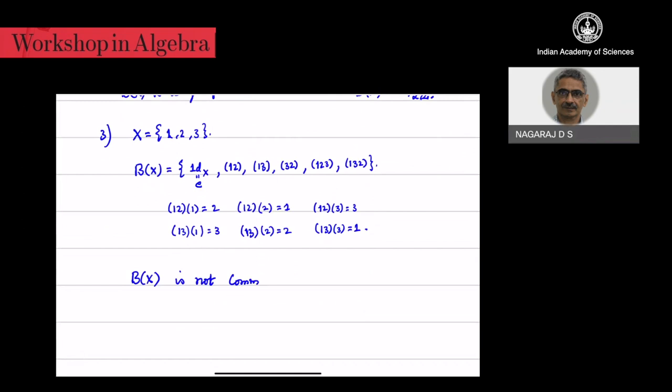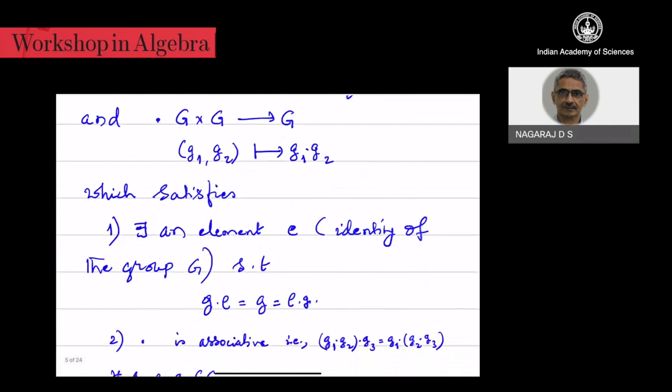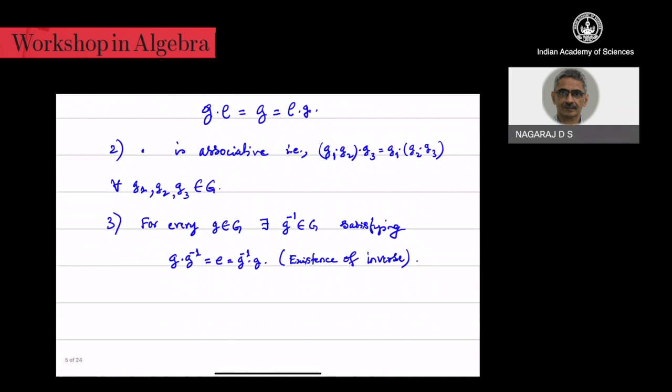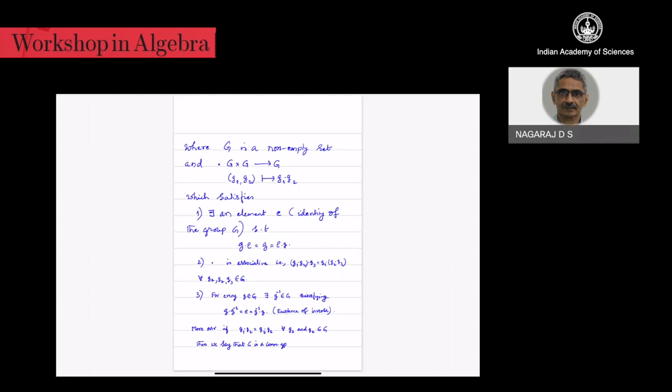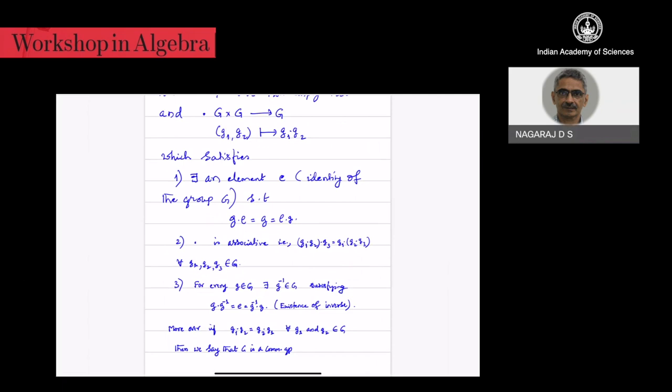Okay, so before that, I'll just introduce this notation here. Moreover, if g1 dot g2 equal to g2 dot g1 for all g1 and g2 in G, then we say that G is a commutative group, or an abelian group. If I say abelian group, I note this composition as g1 plus g2. Okay, so that one uses such kind of notation.